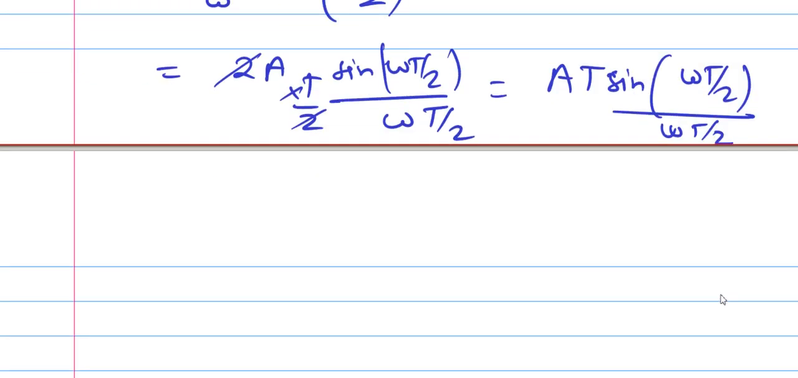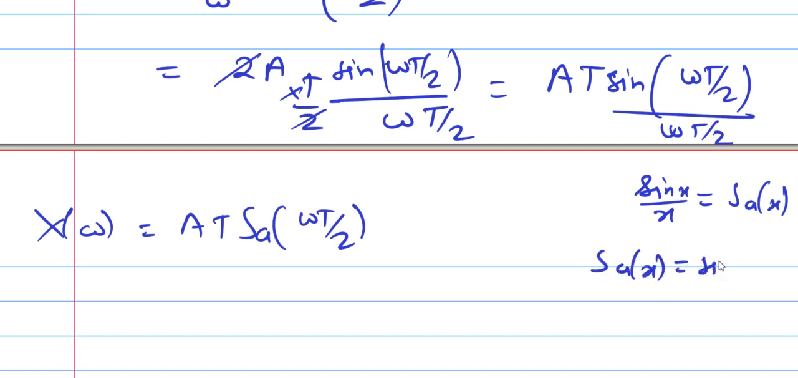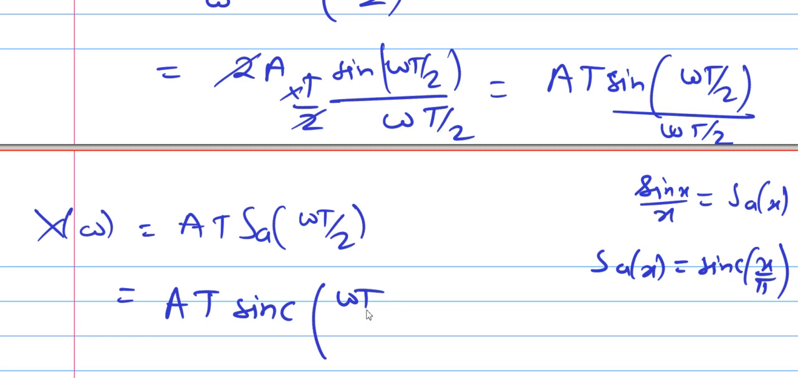Now sin x upon x is the sampling function, sampling of x. So substituting, X of omega equals AT sampling of omega T upon 2. Inside the bracket is omega T upon 2. Now there is a relation between the sampling function and the sinc function. The relation is that sampling of x equals sinc of x upon pi. So using this relation, the Fourier transform becomes AT sinc of omega T upon 2 upon pi, that means 2 pi.